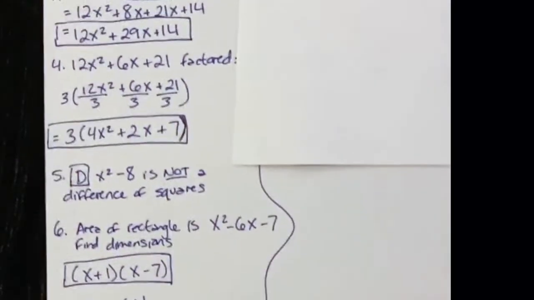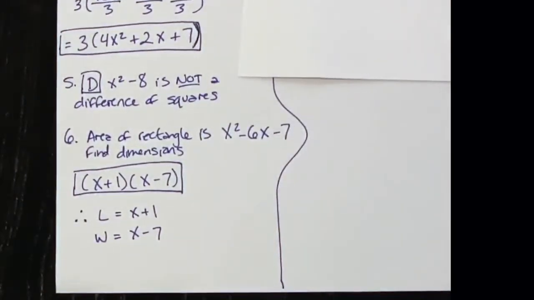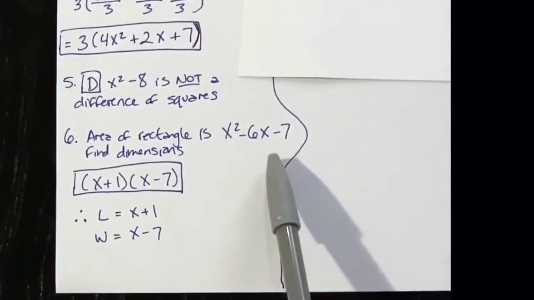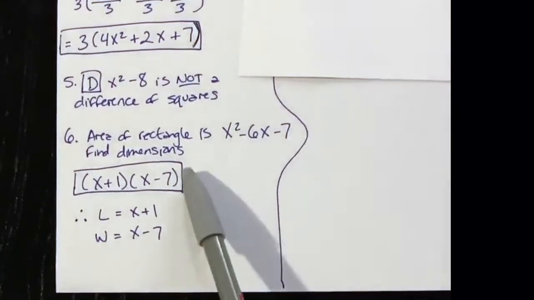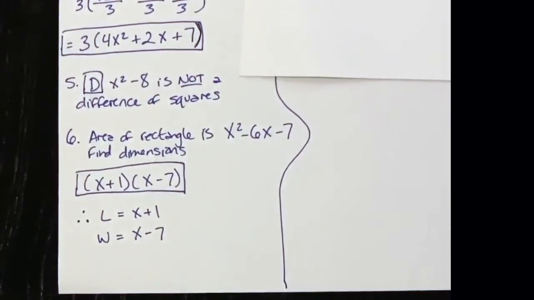The last one on this side here. The area of a rectangle is x squared minus 6x minus 7. Find the dimensions. So what we have to do here is factor this. They've given us the answer. This is the opposite to question 3. Question 3 gave us the dimensions, and asked us to find the area. This question gives us the area of the rectangle, and we have to find the dimensions.